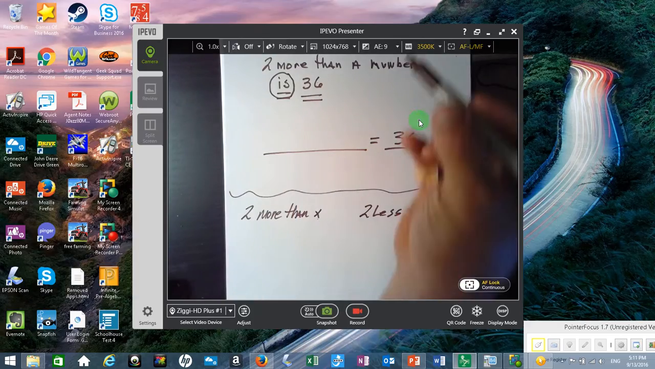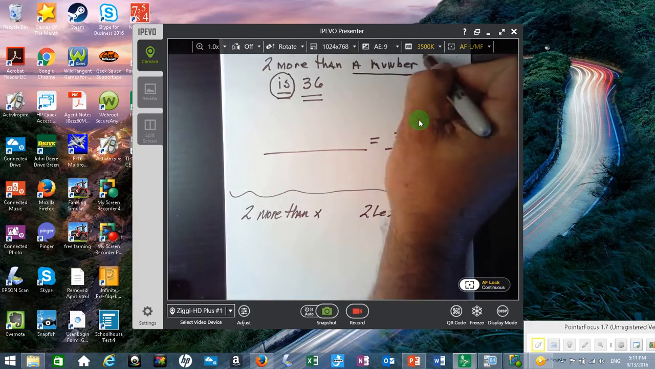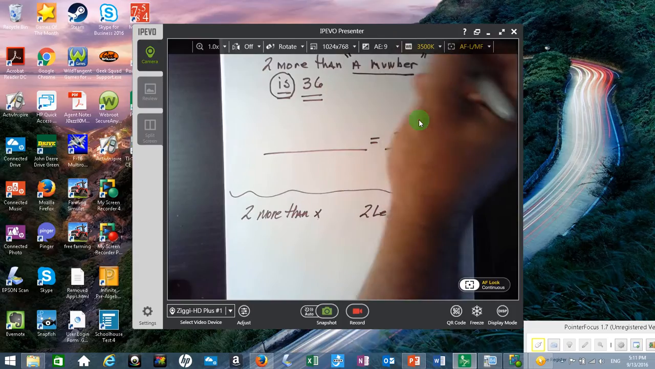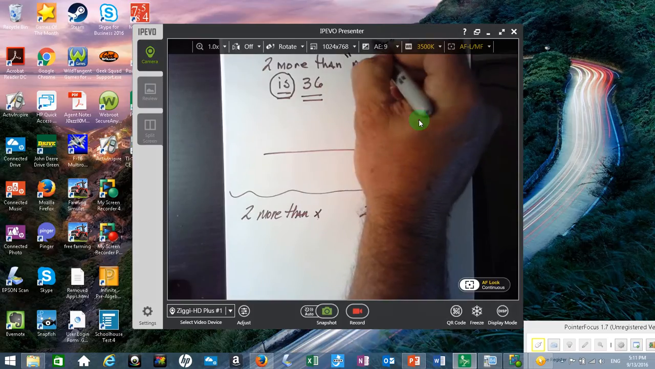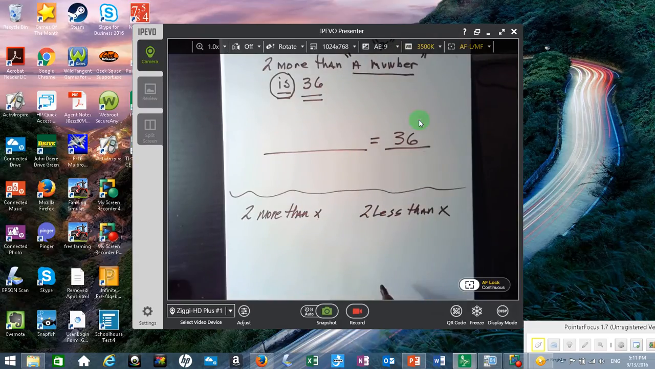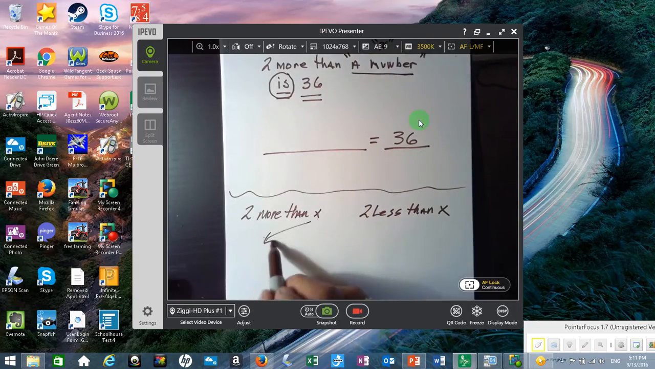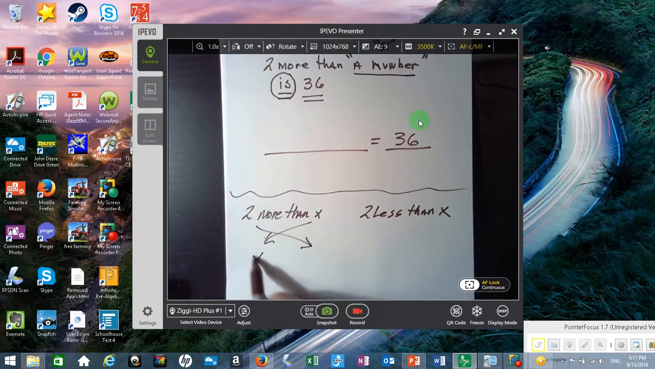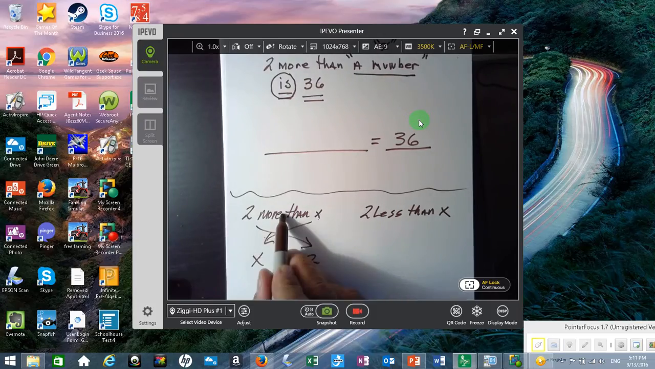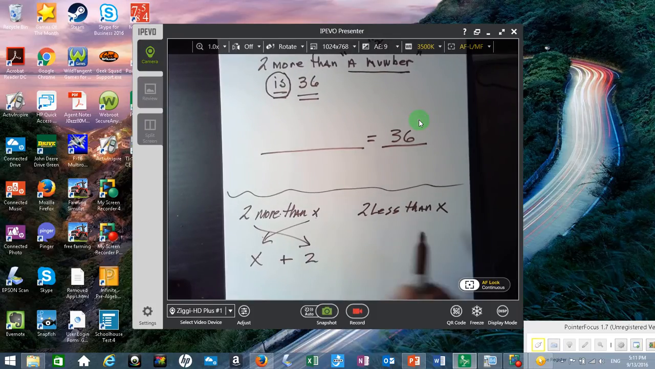When you see the two words "a number," that is usually X. So I tell them to do crisscross, and that gives you X and 2, and then "more than" is plus. Crisscross, X and 2, and "less than" is minus. Now, this one doesn't matter because addition is commutative.